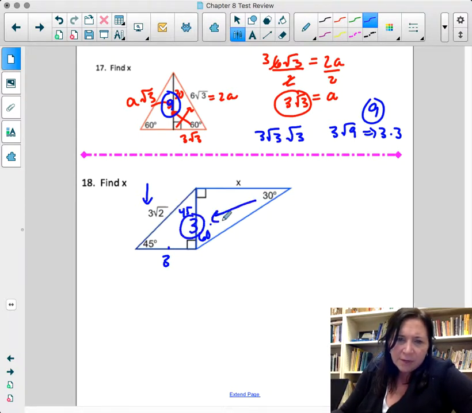Across from the 30 is my a. Across from my 90 is 2a, so that's 6. Across from my 60 is a root 3, so that's just 3 root 3.